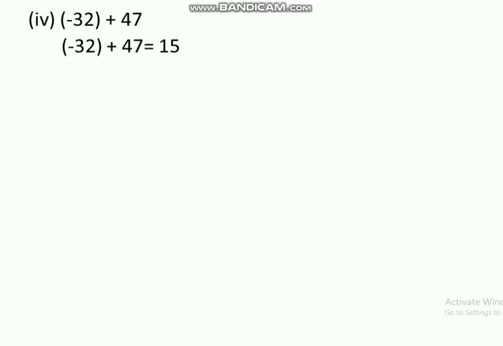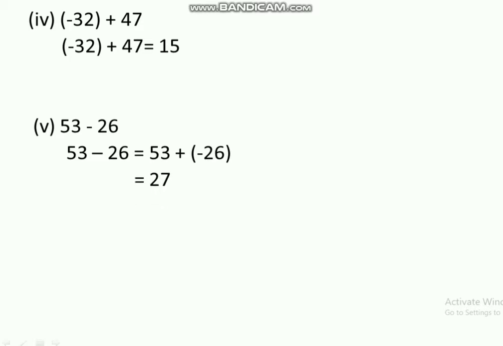And the next question is 53 minus 26. Here the subtraction sign I am going to change into addition. That is, this 53 minus 26 I can rewrite as 53 plus negative 26. So we got two numbers having two different signs. So subtract them and write the sign of the greatest number. So here the difference between 53 and 26 is 27. And what is the greatest number over here? Here 53 is the greatest number and the sign of 53 is positive. So our answer is positive 27.